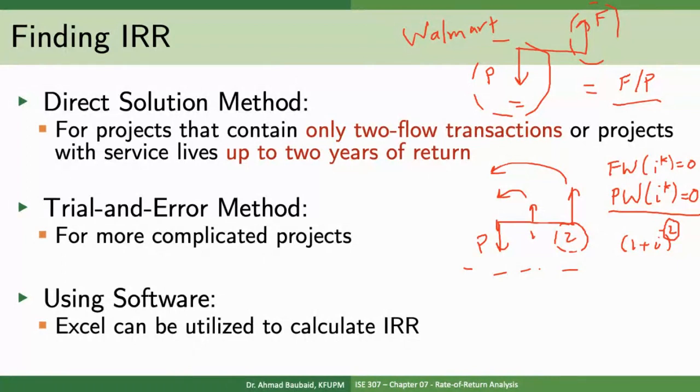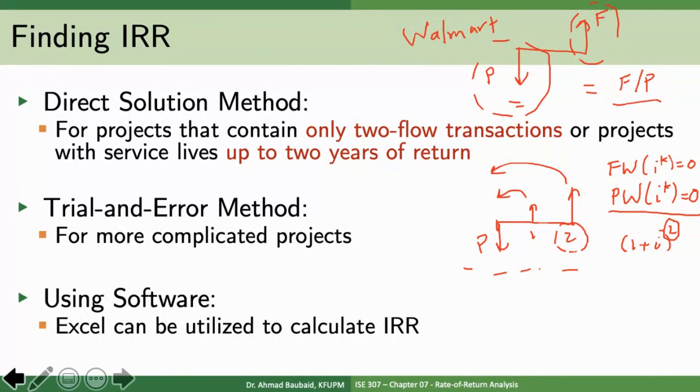The other method is a trial and error approach. And so this is used for more complicated projects, but maybe not too complicated that you want to have to use software. So this is kind of an in-between approach. In that case, you can guess a value, see what you get, what the present worth of it is. Is it 0? Good, then stop. If not, then you need to iterate. You need to make some adjustment to the initial guess. And you proceed until you find the I star that you want.